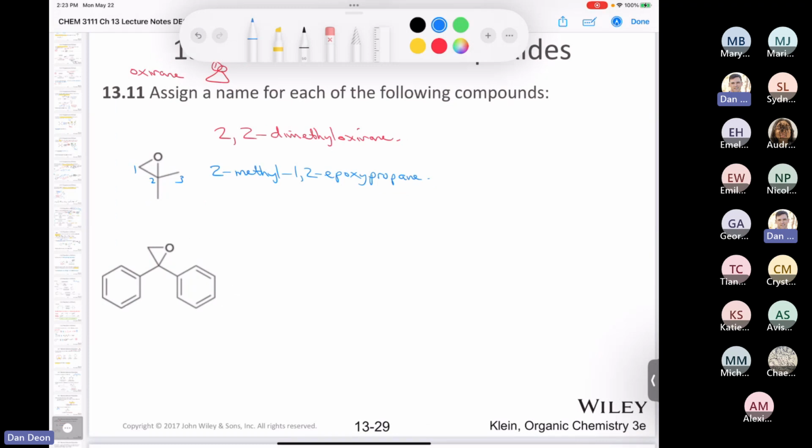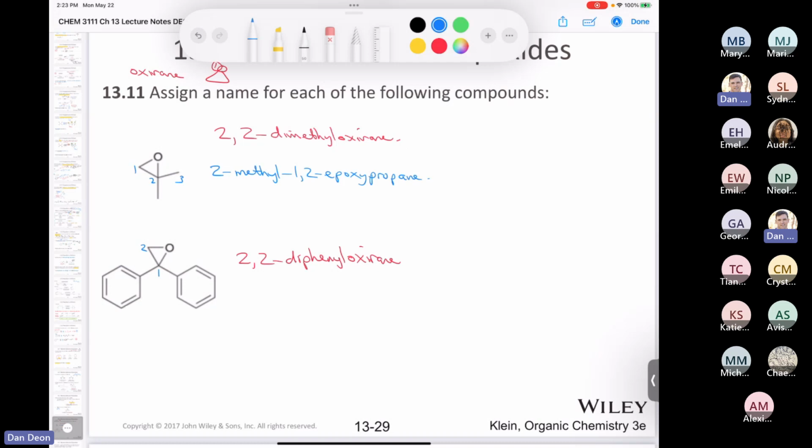All right, for the next one, it's kind of similar, so I won't spend too much time on it. If we were to treat this as an oxirane, there's the 3-membered ring. We've got 2 aromatic rings, but remember when an aromatic ring is a substituent, we call it a phenyl. And so this would be 2,2-diphenyloxirane. And the longest carbon chain in this compound has 2 carbons, so 1, 2.